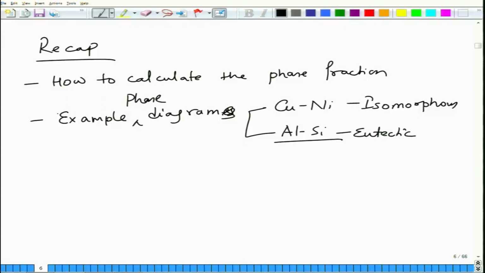In this lecture we will look at some more alloy systems of commercial importance and see what kind of reactions they possess and what kind of microstructures we obtain in those systems. The first example that we will look at is the lead-tin system, which is a eutectic system. So let's see how it looks.